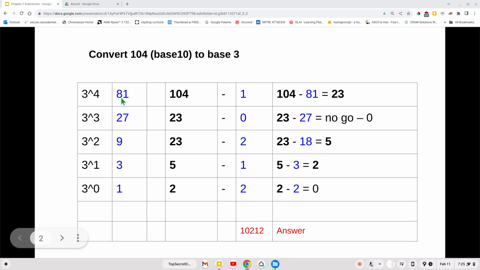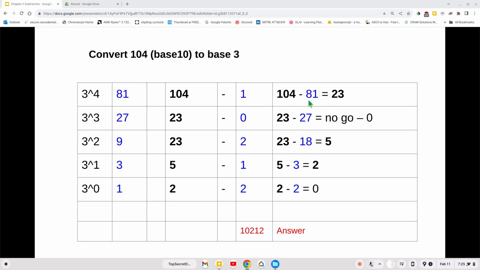So 3 to the 4th is 81. 3 to the 3rd is 27. 3 to the 2 is 9. 3 to the 1 is 3, and 3 to the 0 is 1. Alright, so I know that part. I know 104. I don't know these yet, and I don't necessarily know this yet. So 104 minus 81 is 23.